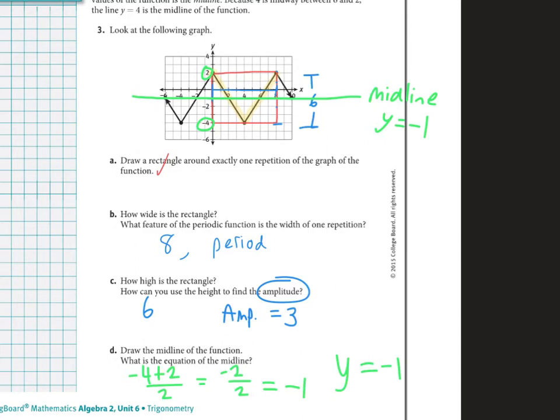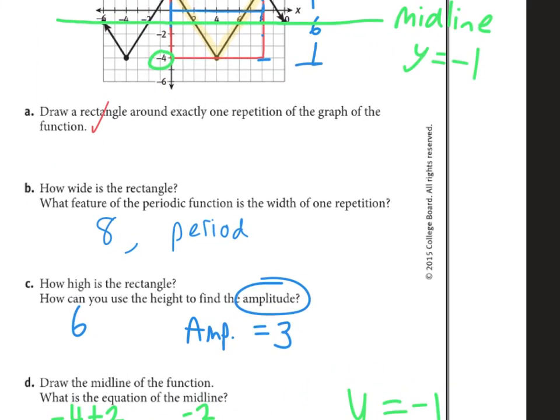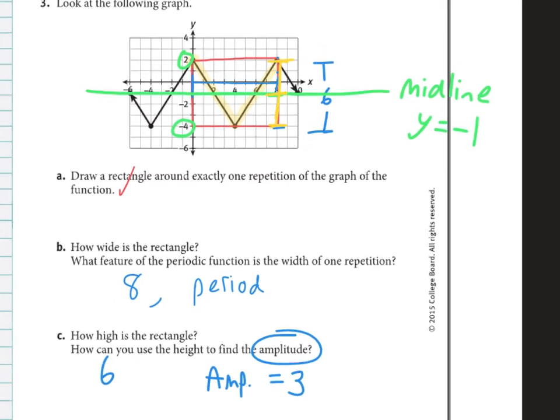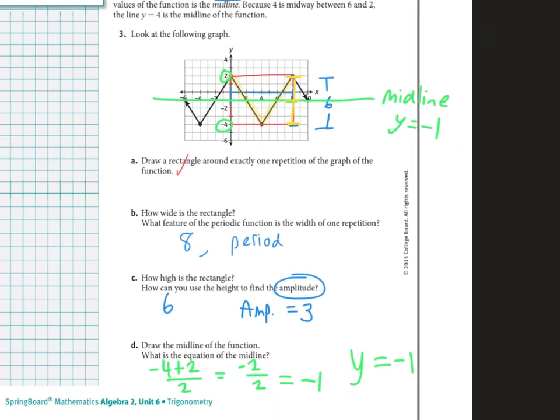Okay, that's just the straight midpoint of the min and max. It's the midline, and hopefully that helps you see the amplitude. Remember we said the amplitude is 3? The amplitude measures the height from the midline. From the midline to the top is 3 units, and from the midline to the bottom is 3 units. So the amplitude is 3 units, even though the total height is 6.